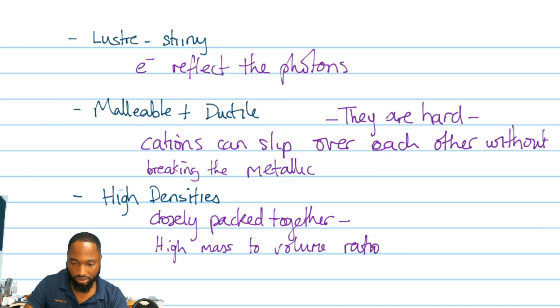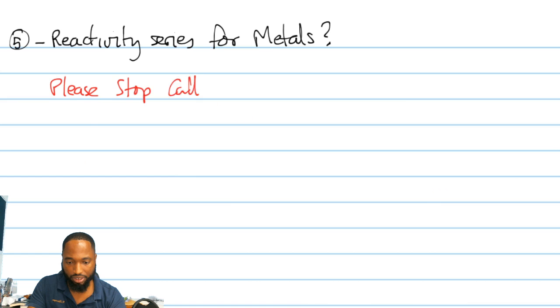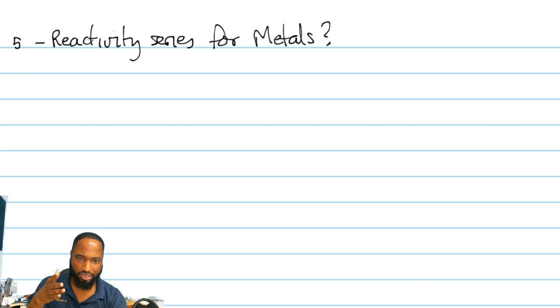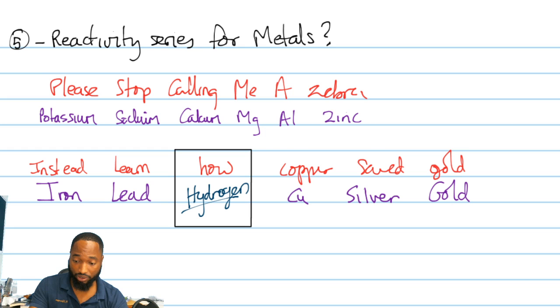Reactivity series. Instead, learn how copper saves gold. Potassium, sodium, calcium, magnesium, aluminum, zinc, iron, lead, hydrogen. That's just where hydrogen fits in the table. Copper, silver, gold. Nice.